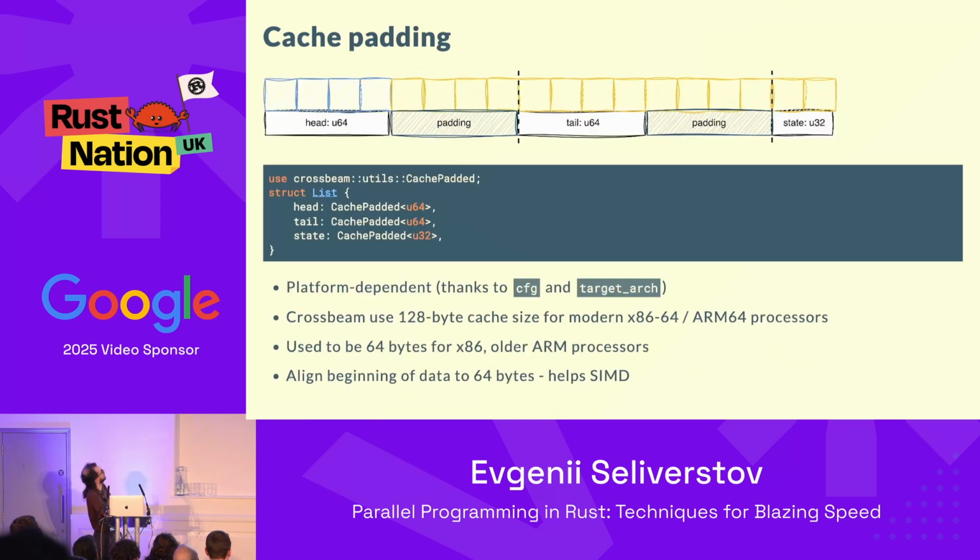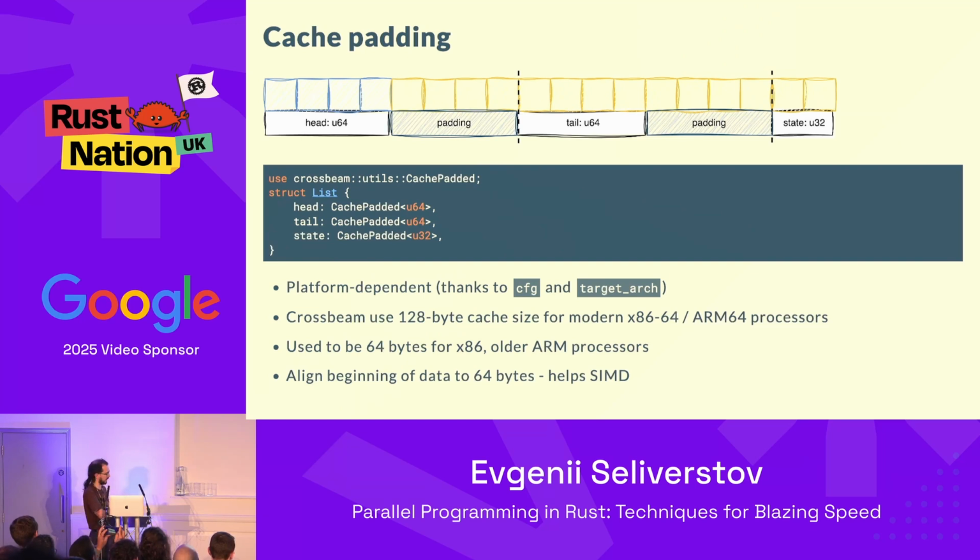How does Rust help us? It helps us with a really good thing called cache padded. So it allows us to add padding depending on the architecture. For example, for Intel it's a bit overkill because usually it's 64 bytes only, but it's for the future. And we add some padding, and it also allows us to align the beginning of each data field in the structure to the specific cache line, yeah?